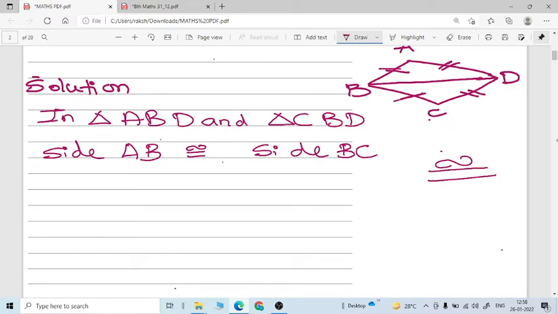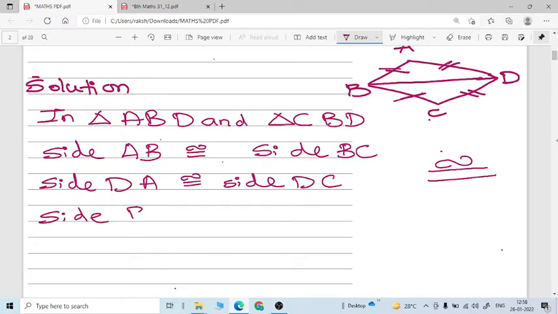Okay, now next one, side DA is congruent to side DC. Side DC. In this, BD is common, correct? For both the triangles, BD is common.